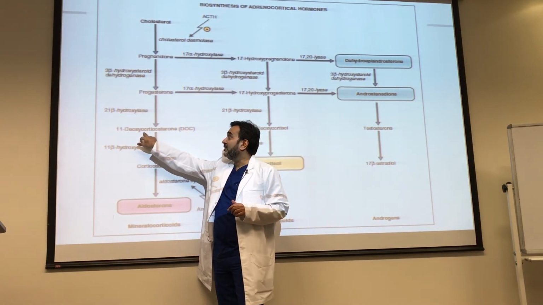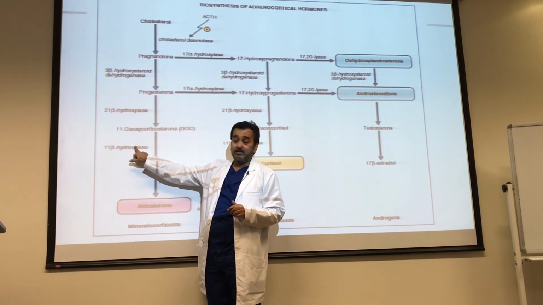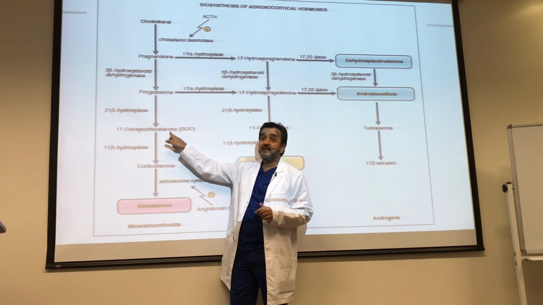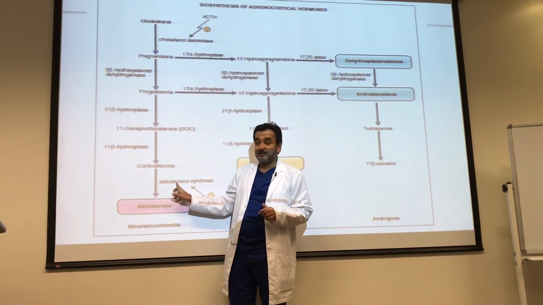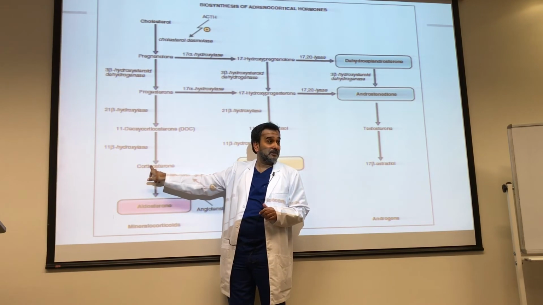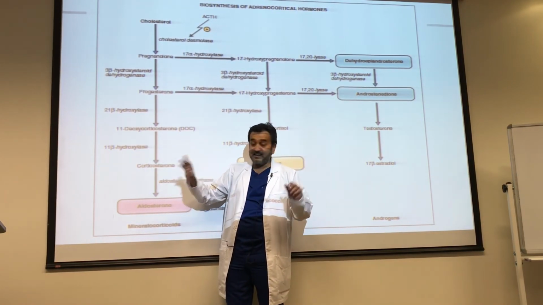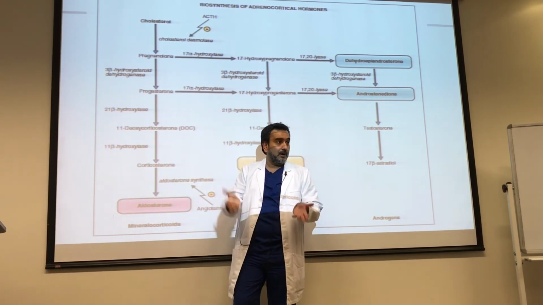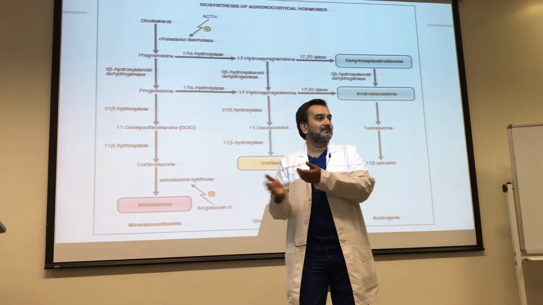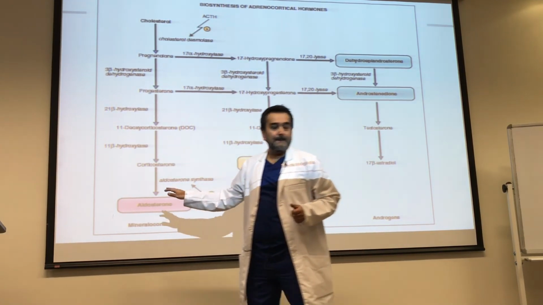So if you have, for example, enzyme deficiency here, you would have high levels of 11-deoxycorticosterone. If you have enzyme deficiency here, you would have high levels of corticosterone. So you can check the enzyme deficiency without even looking at the enzyme by looking at the intermediates above them. If you have high levels of them, you know that there is enzyme deficiency below this. Okay?